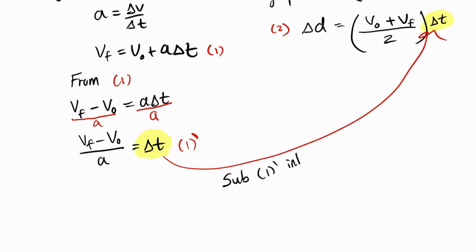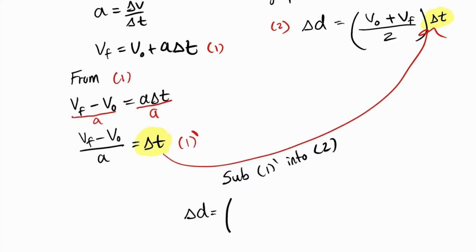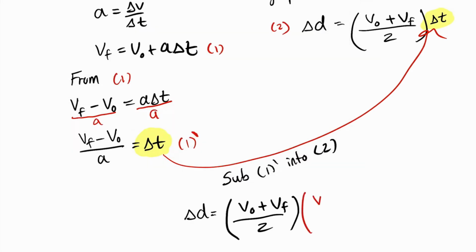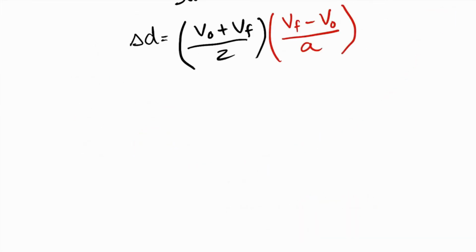Sub 1 prime into 2. So from 2 you have delta d equals v initial plus v final over 2, times delta t, and instead of the change in time we can now replace it by v final minus v initial over a. Now let's let the algebra game begin. This is going to be exciting.